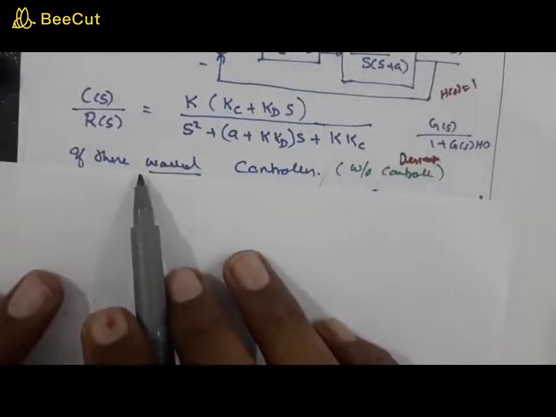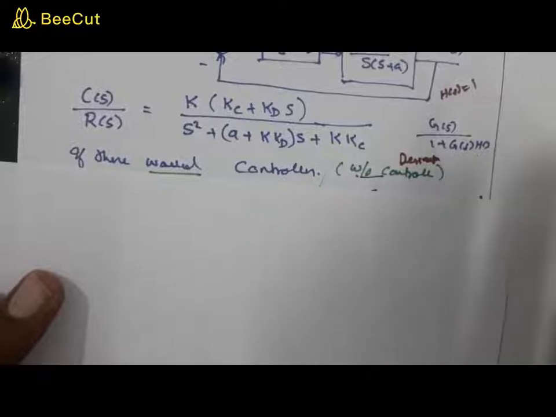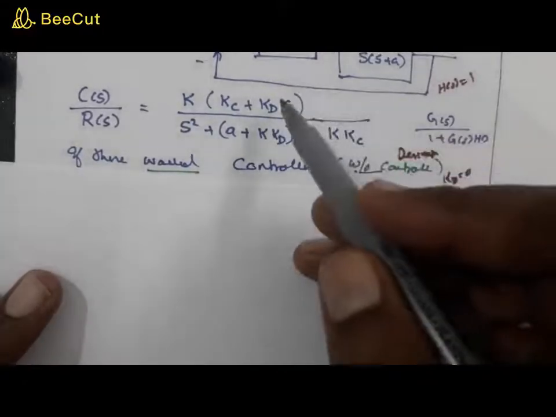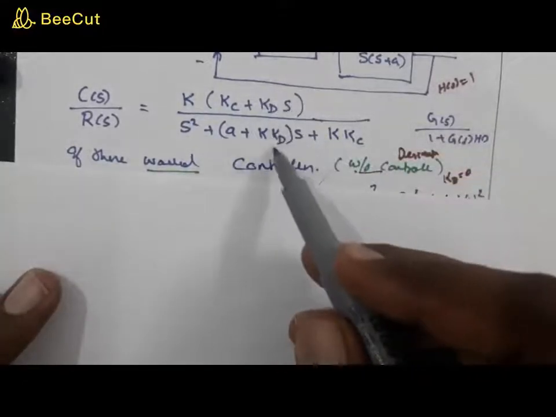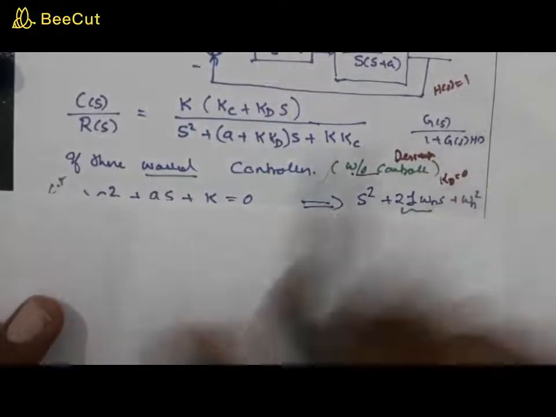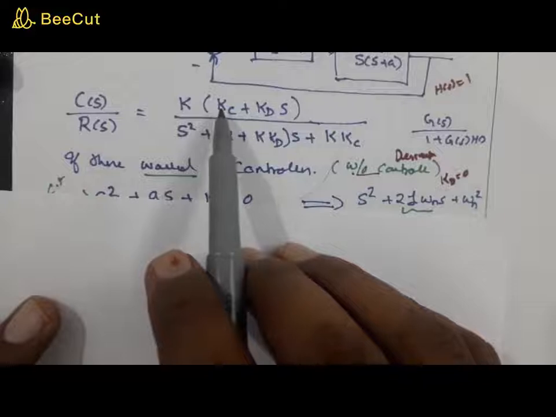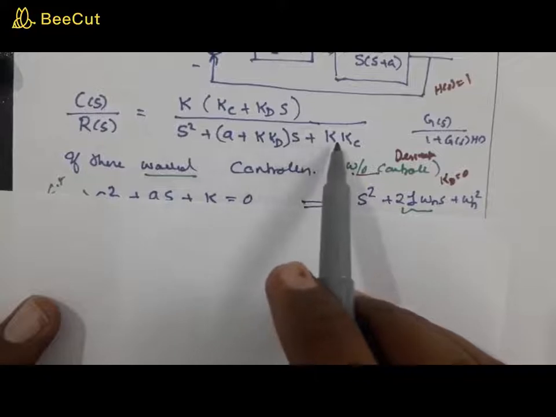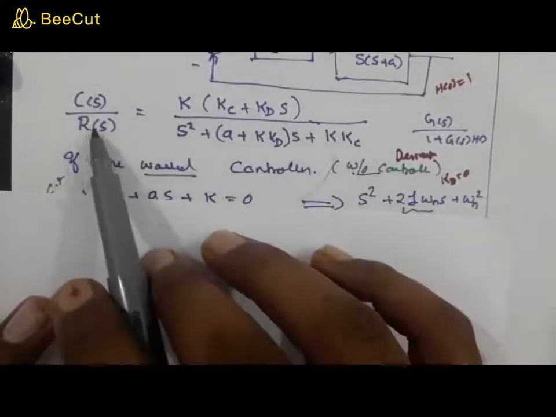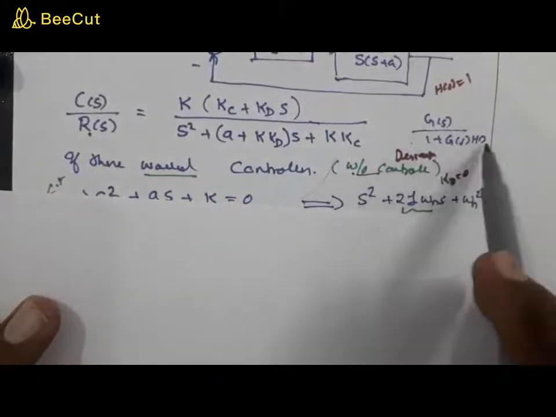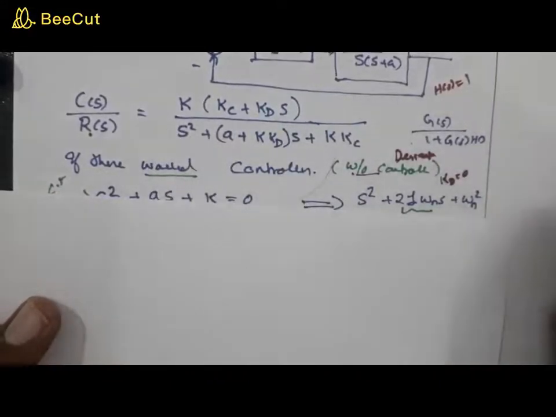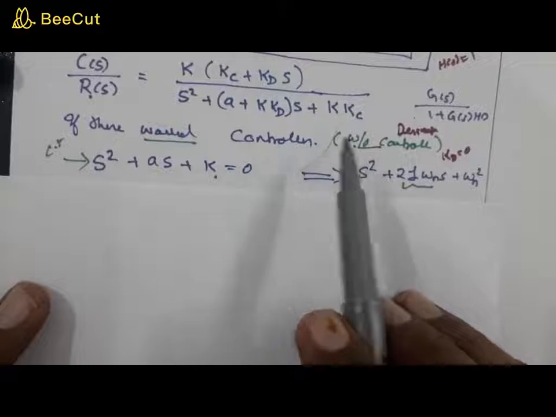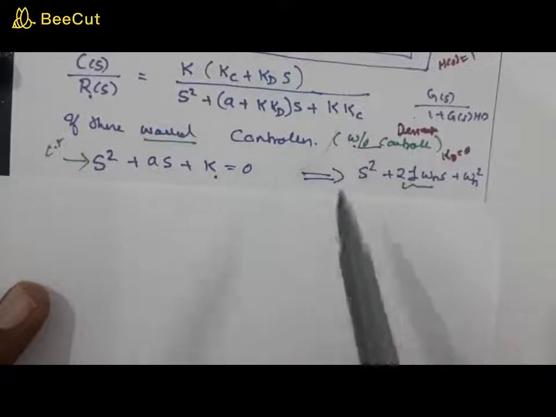So what happens if there would have been no derivative controller? What's the meaning of that? Your Kd becomes equal to 0. Kd becomes equal to 0 means this part becomes 0, this part becomes 0, resulting in K into Kc divided by s square plus a into s plus K into Kc. So this is actually C(s) by R(s), or it is equivalent to G(s) by 1 plus G(s)H(s). Now if you equate this denominator to 0, you will get the characteristic equation of the system with only proportional control.